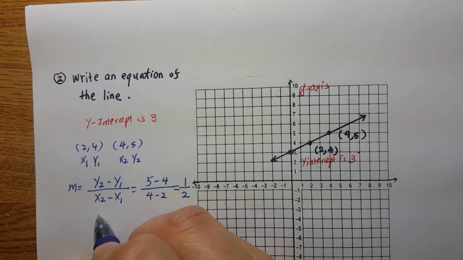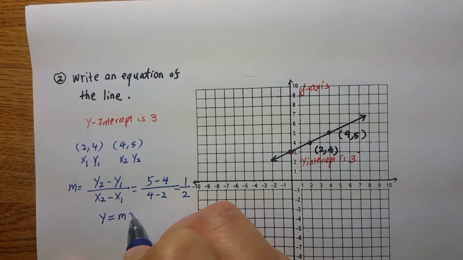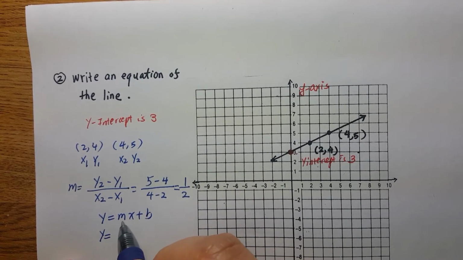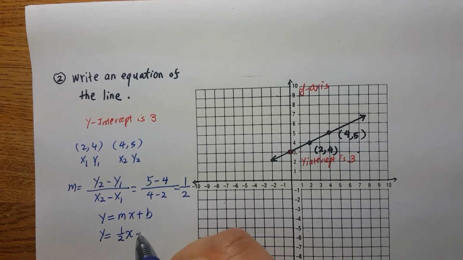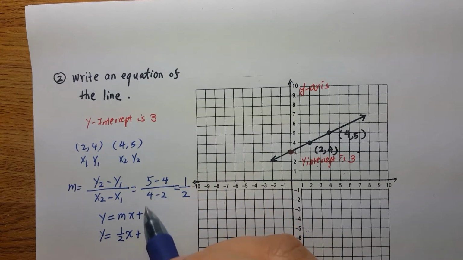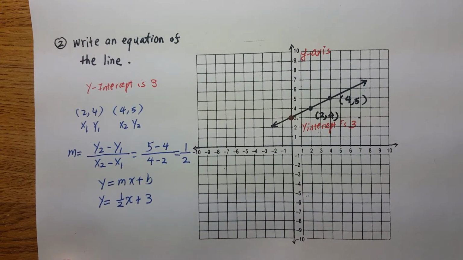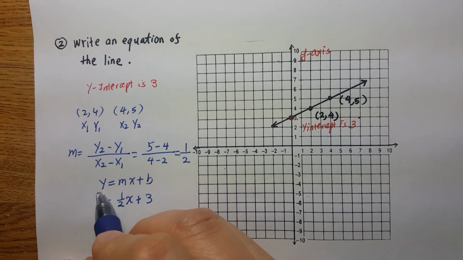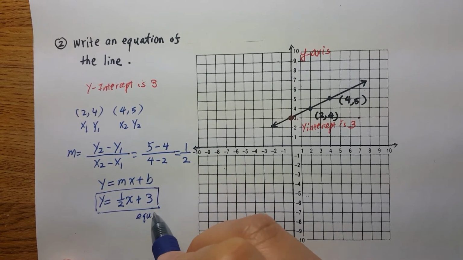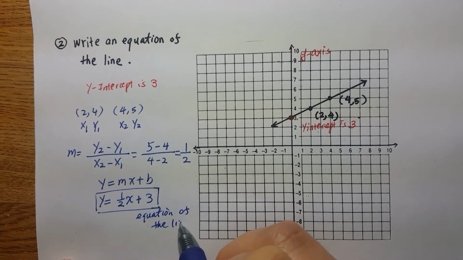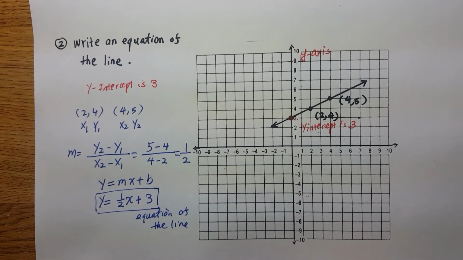Now we write y equal mx plus b again. You keep the y, and you replace m by the number you found, which is 1/2. So 1/2 times x, plus the y-intercept you found, which is 3. Now we have y equal to 1/2 times x plus 3. This is the equation of the line. Now we finished question number 2.